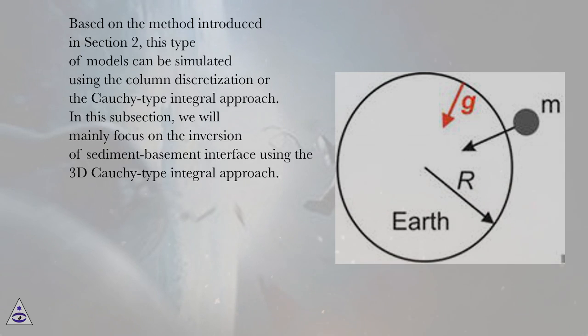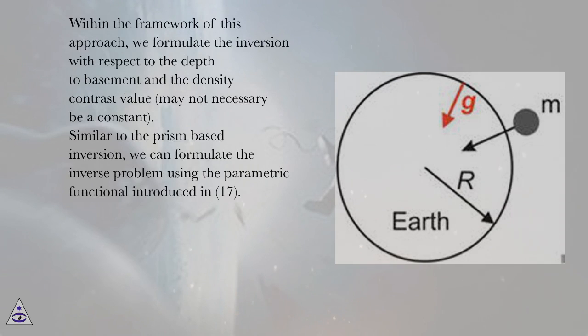Based on the method introduced in Section 2, this type of model can be simulated using the column discretization or the Cauchy-type integral approach. In this subsection, we will mainly focus on the inversion of the sediment-basement interface using the 3D Cauchy-type integral approach. Within the framework of this approach, we formulate the inversion with respect to the depth to basement, and the density contrast value may not necessarily be a constant.